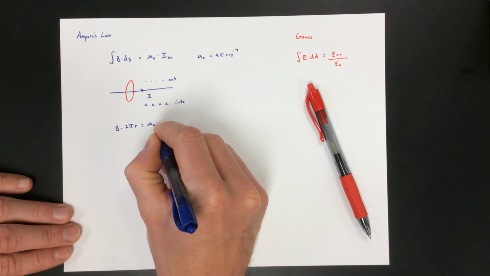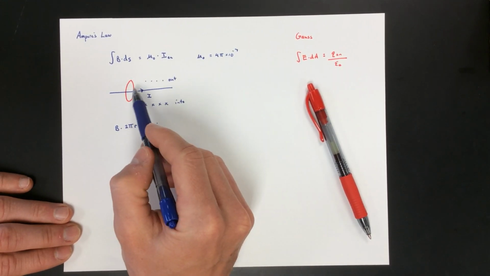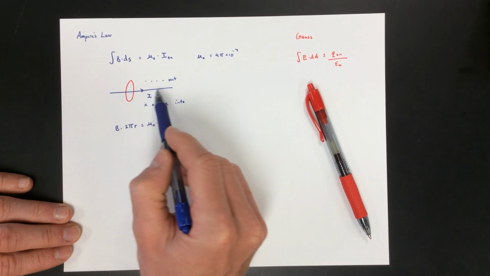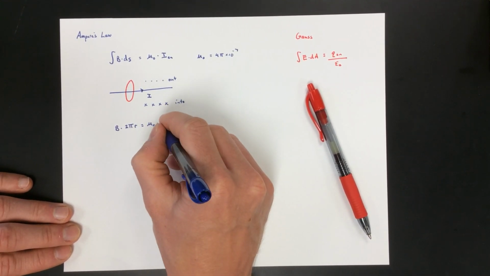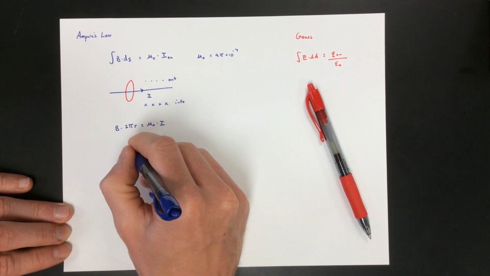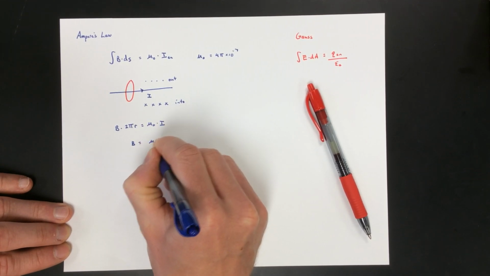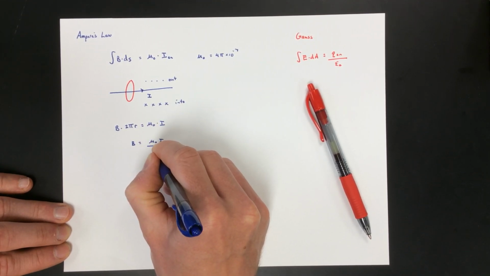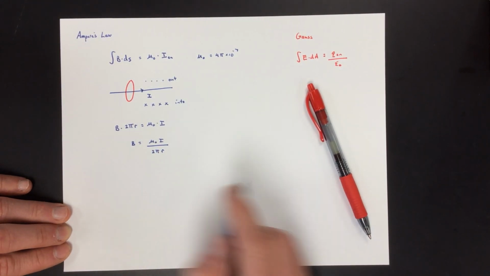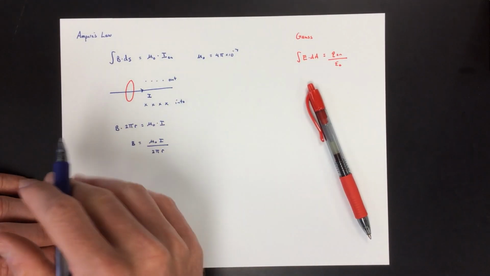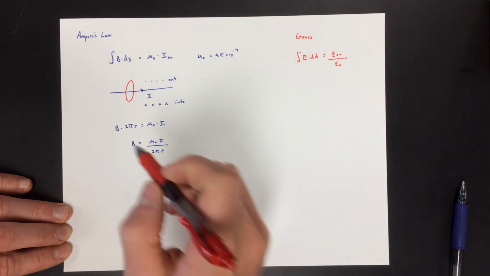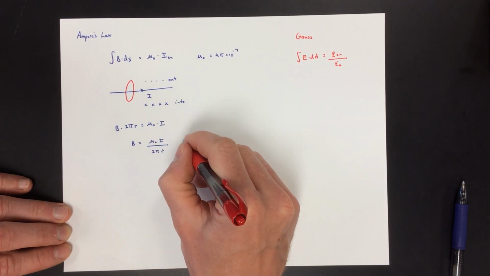Mu naught times, and then how much current does our loop enclose? How much of this current goes through our loop? Well, all of it. So it's just I. And then what we get is the B field is mu naught I over 2 pi r. And again, this B field you're going to use so many times, and what we've said is that this is the B field due to some infinite wire.